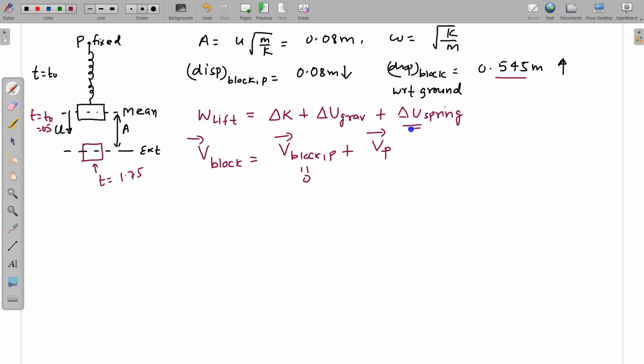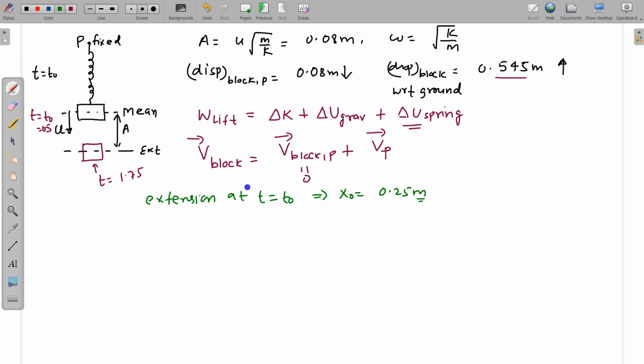What is the change in spring potential energy? Initially spring was in natural length, so there was no spring potential energy initially. For final spring potential energy, I need to know the final extension at t is equal to 1.75. At t is equal to t naught, the extension in this spring is x naught, which is 0.25. Okay, this is already calculated. It was 0.25 meter at t is equal to t naught.